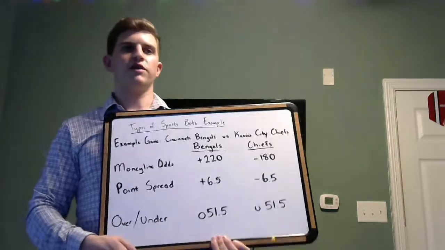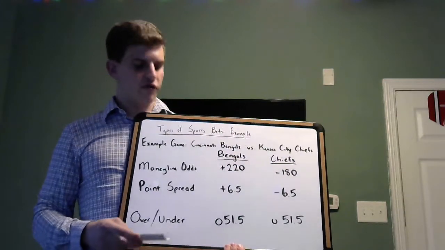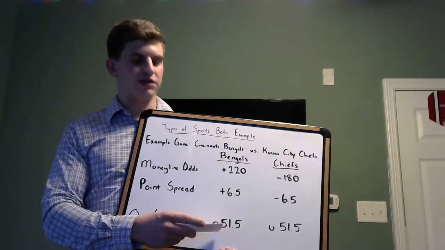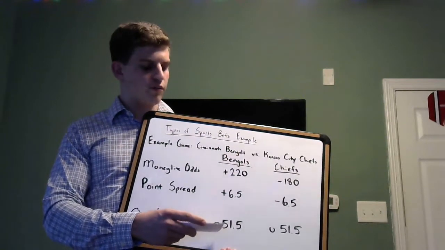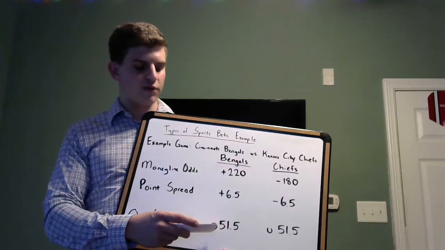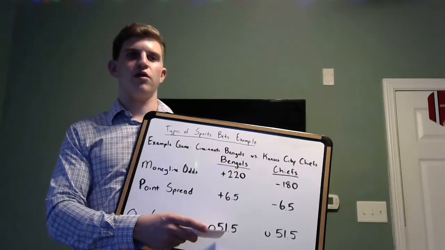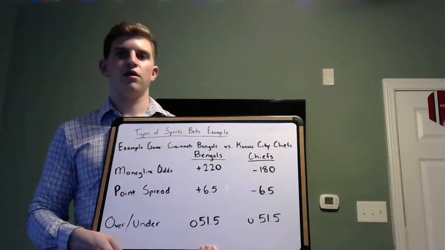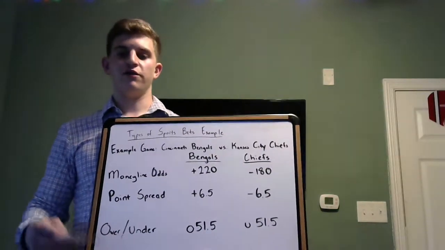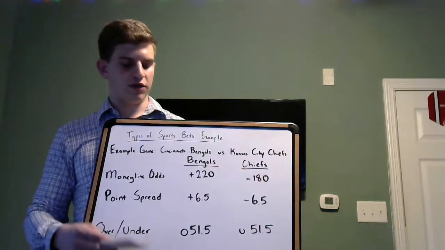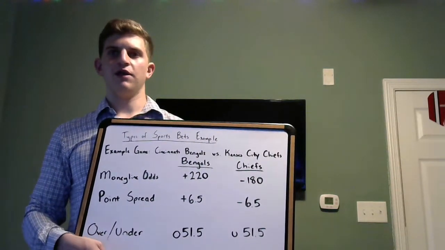So, to continue with our example for the Bengals and Chiefs, the over-under was 51.5. Now this means if you bet the over, you are predicting the two teams will score more than 51.5 points. So if the score is 24 to 28, that'd be 52 points, that would be the over. On the flip side, if it was under 51, then the under would hit. When you hear the term over-under, this is typically what people are referring to, and it is usually the number of total points in the game.